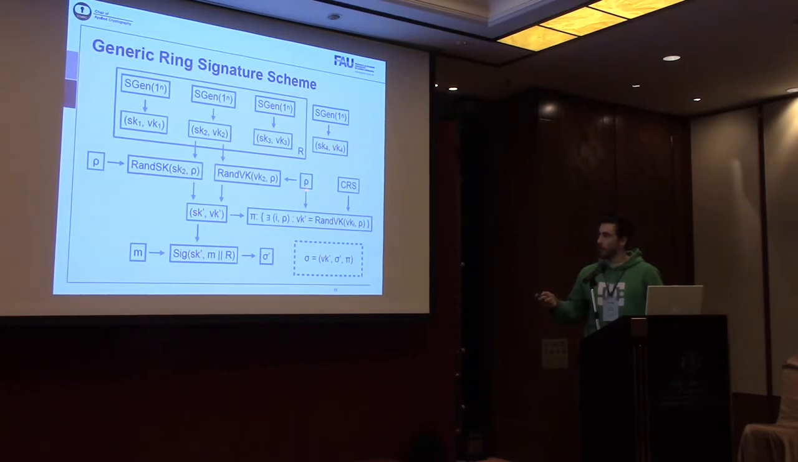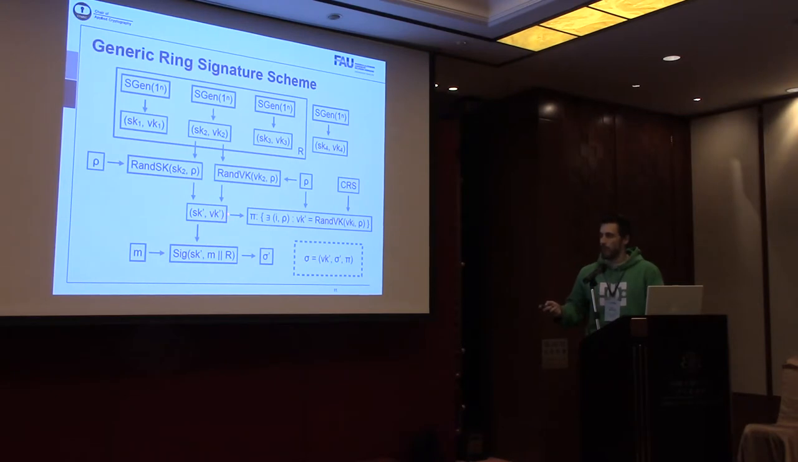Now, if we know the ring and we know the ring signatures, we can actually compute the proof that essentially says that this verification key VK prime is a valid re-randomization of either one of these keys, the ring, right? This, of course, is an interactive zero knowledge proof, so it leaks nothing about the witness, which in this case is I, the index, and rho, the randomness that we used here.